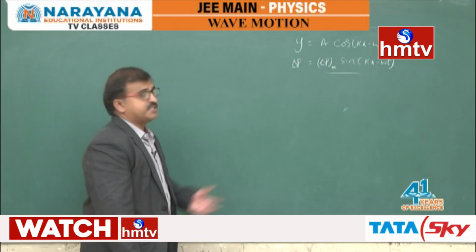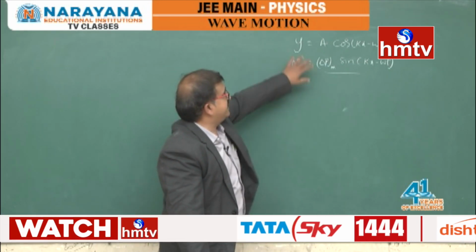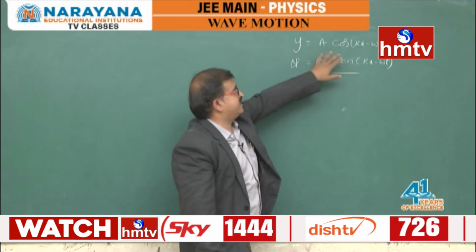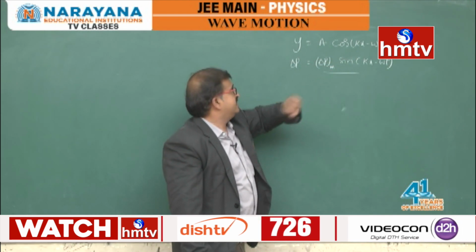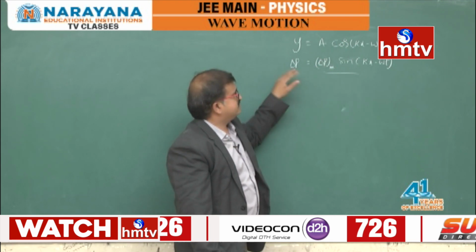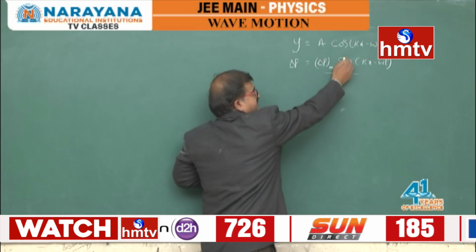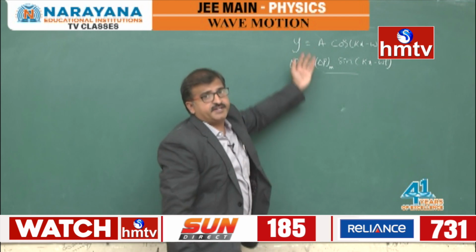In the case of longitudinal waves, the displacement wave equation is given by y equals a cos(kx minus omega t). We can choose sine also, just for our convenience, as we began with the same. We are continuing with this.